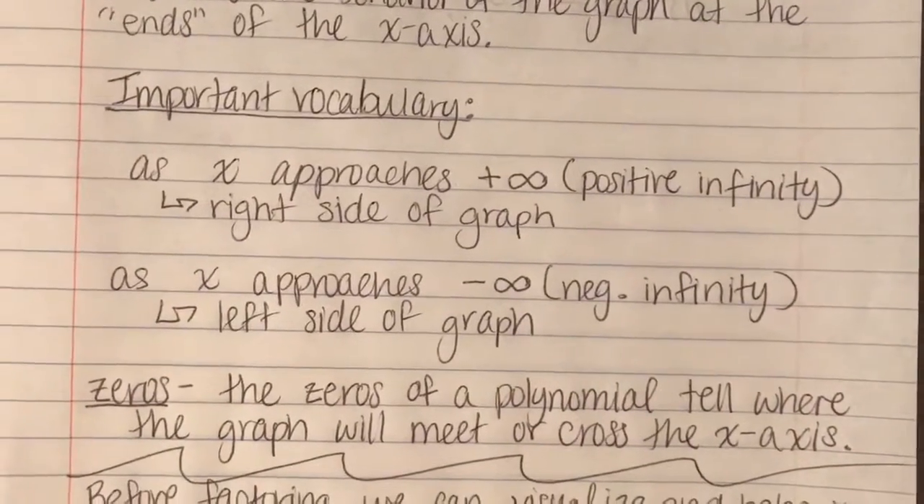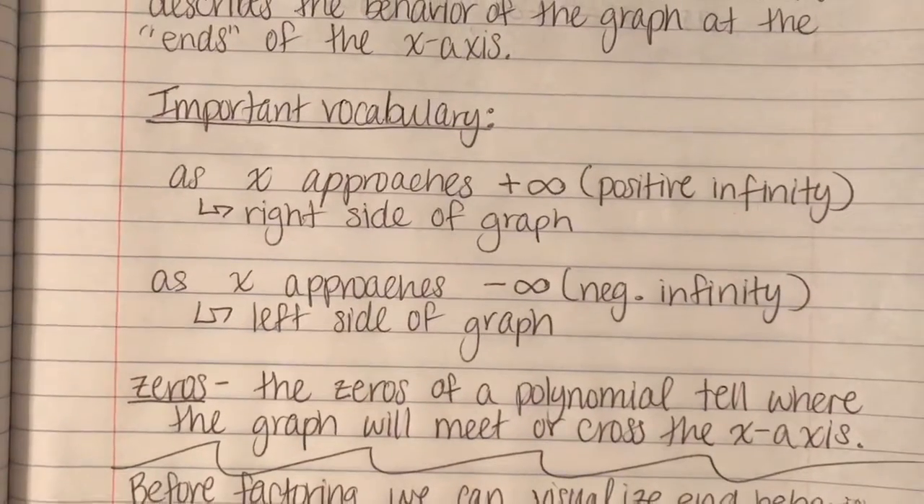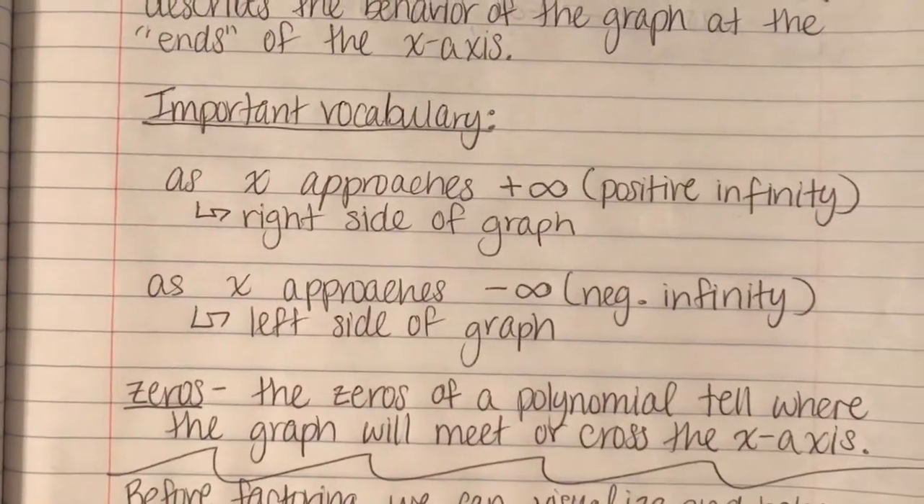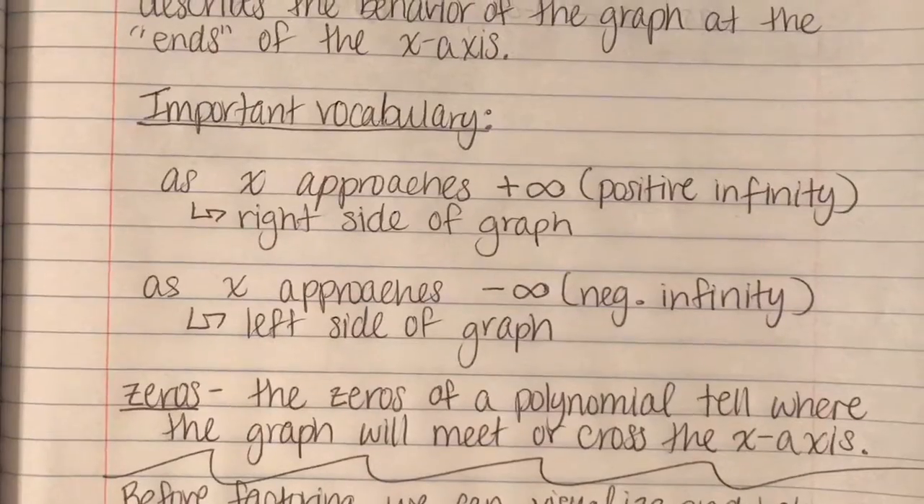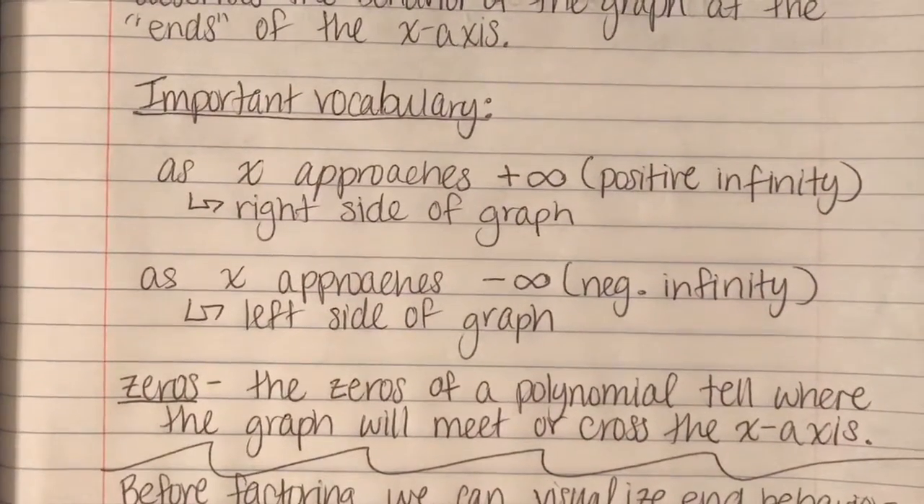The notation and vocabulary that we use is: as x approaches positive infinity, this is how we say the right side of the graph. And for the left side of the graph, we say as x approaches negative infinity.